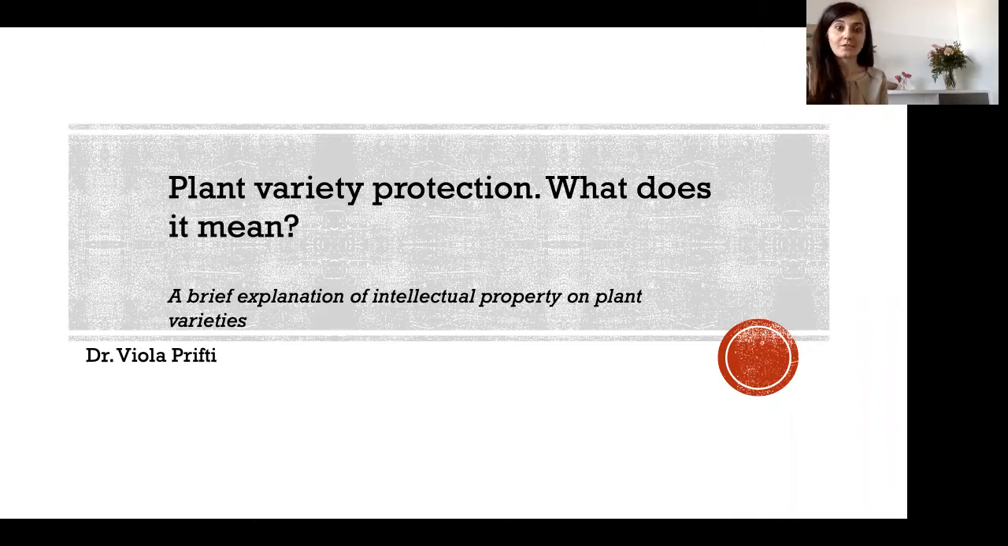Today's presentation is a general overview of plant variety protection. That is the right to exclude plant varieties from the common use. What are plant varieties and why exclude them from common use are the main questions we will briefly deal with today.